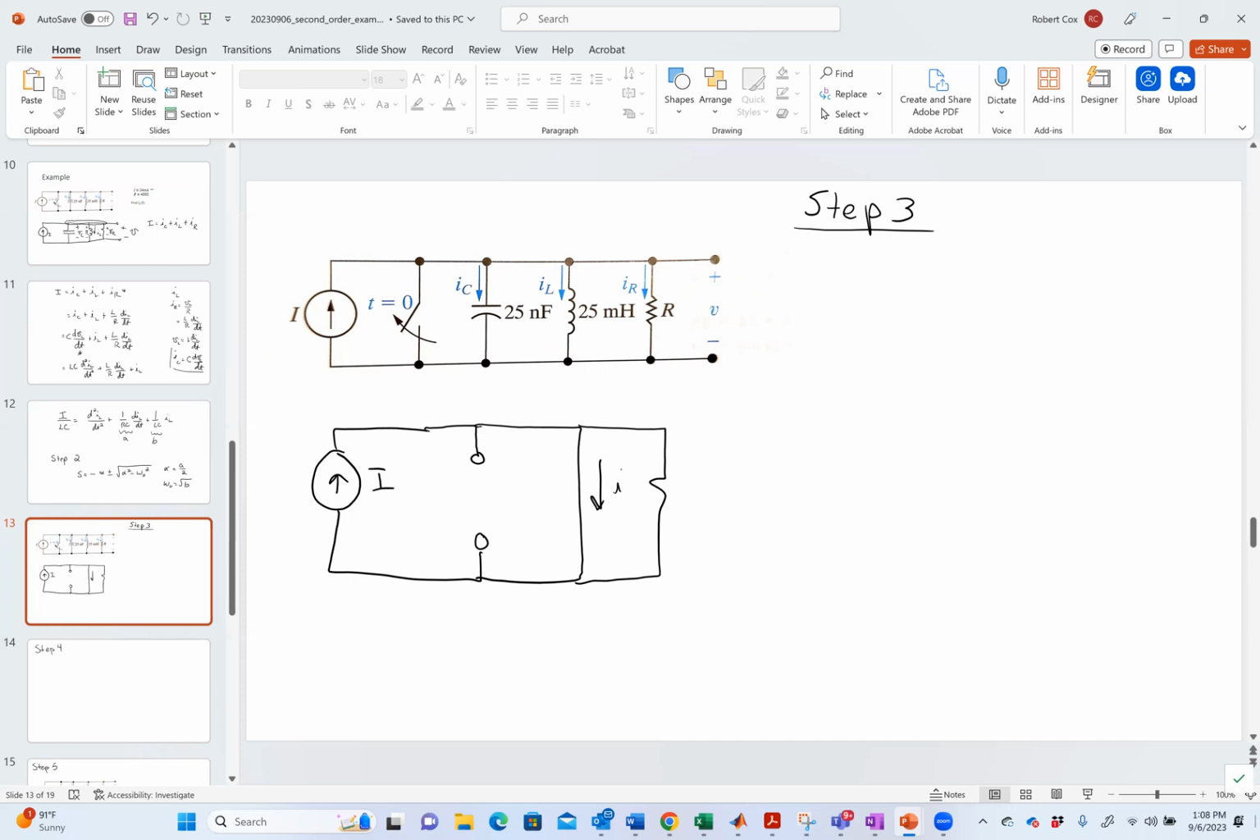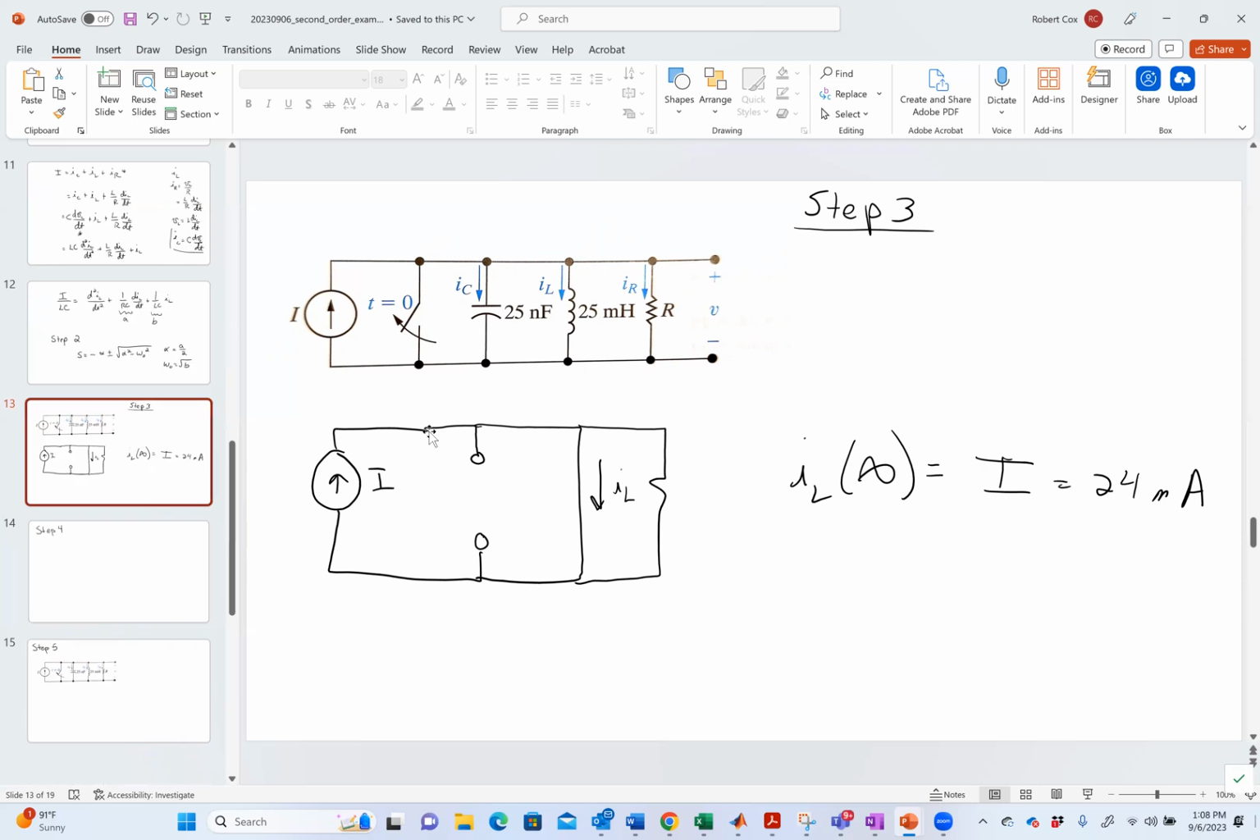Here's I sub L. I sub L of infinity, the final value is what? I. Which works out to be, for the numbers I gave you, 24 milliamps. All right. In other words, all the current from that current source is going to go through that short circuit, basically. All that's going through the inductor.